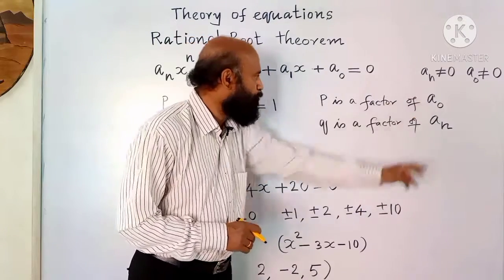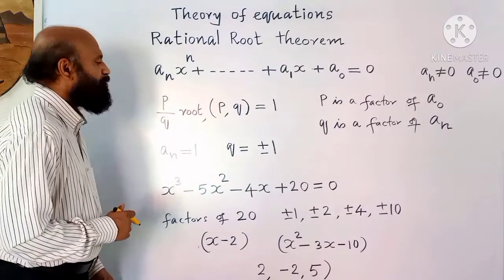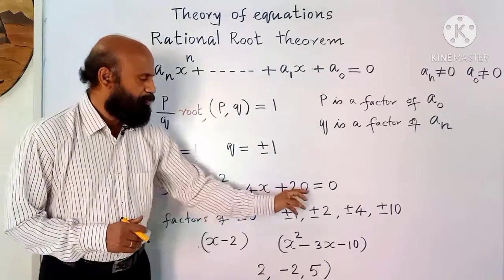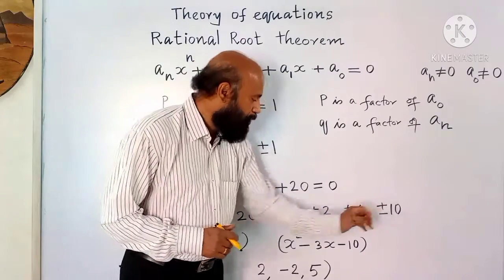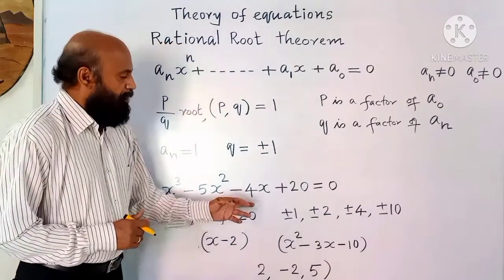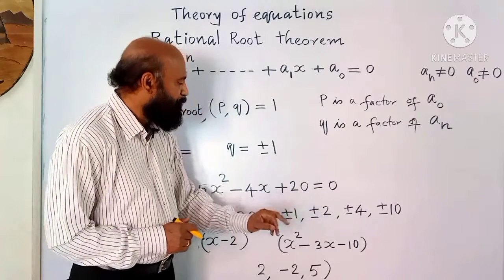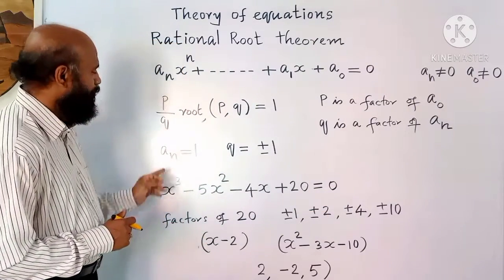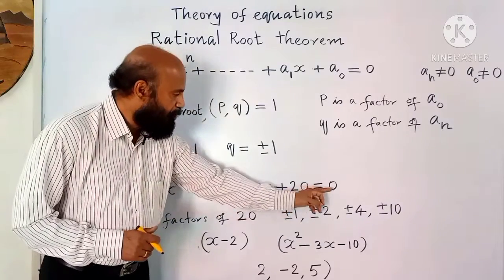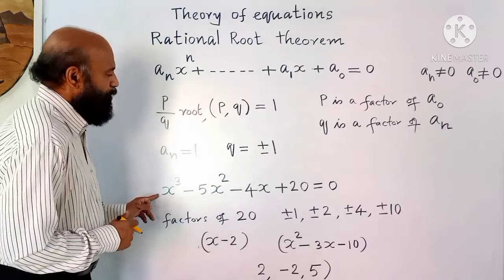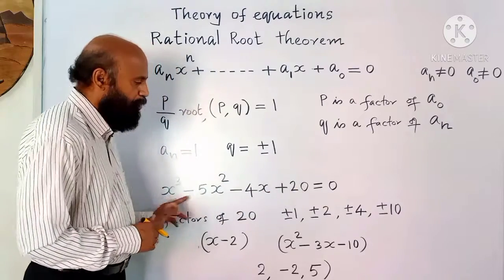P should be a factor of a0. So a0 is 20. So these are the possible roots. Then we have to check. Then when we substitute 2 in this expression, you will get 0. So 2 is a root for this polynomial equation.